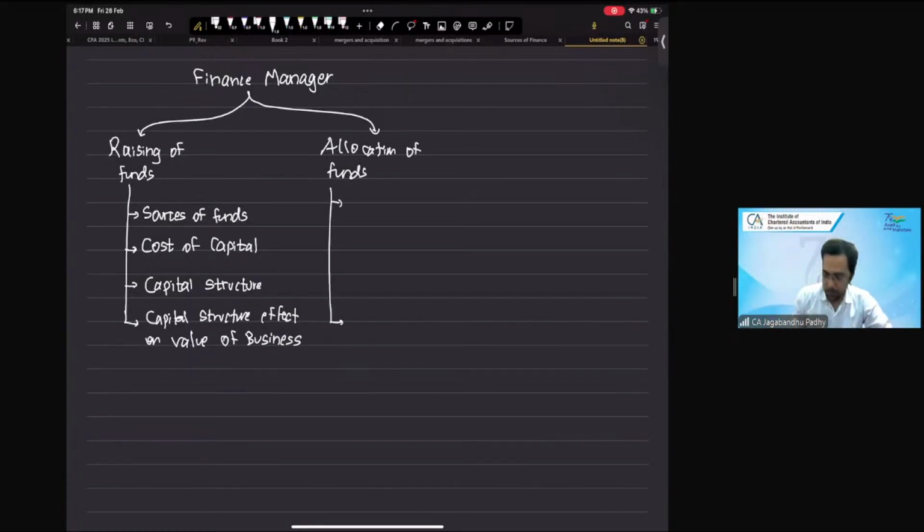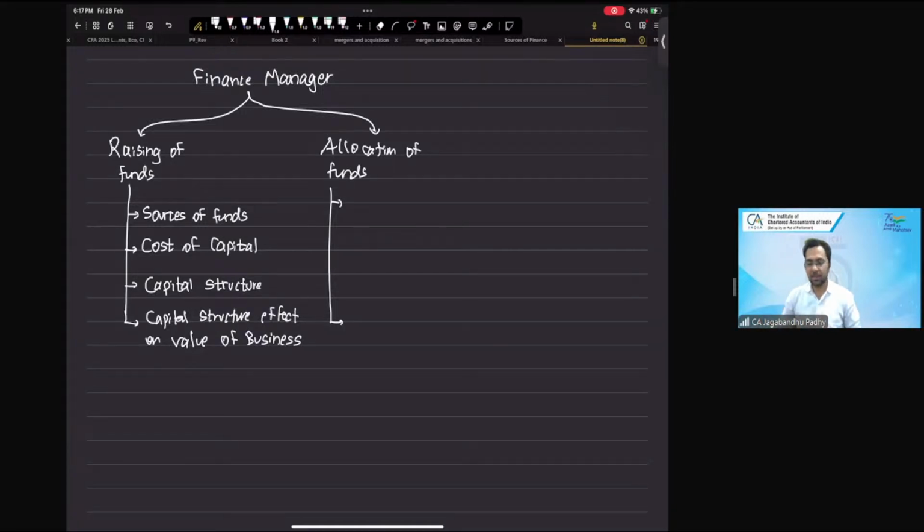Coming to the next aspect now, allocation of funds. Once you have decided which are the sources available, you have computed the cost of raising that money, and you have computed what proportion of debt, equity, and preference shares are to be issued. You have understood how much value debt is going to give to your business, and how much value equity is going to give to your business.